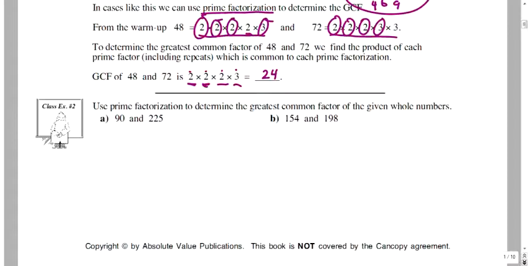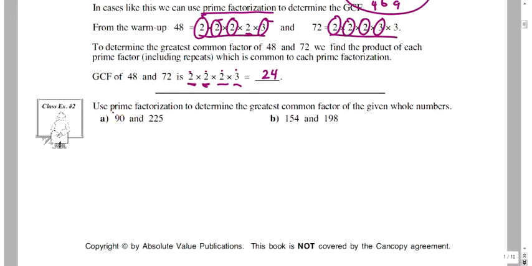Okay? So that's why we're teaching you prime factorization, because it can help to find the greatest common factor. Okay? Because they're not always going to be nice ones where we can see it. That's getting a little tricky. 90 and 225. Anyone see what the greatest common factor is? Because I don't.